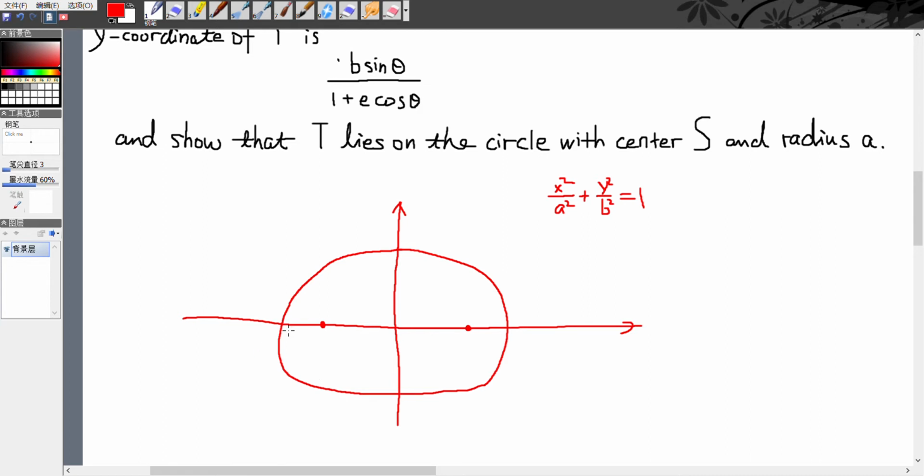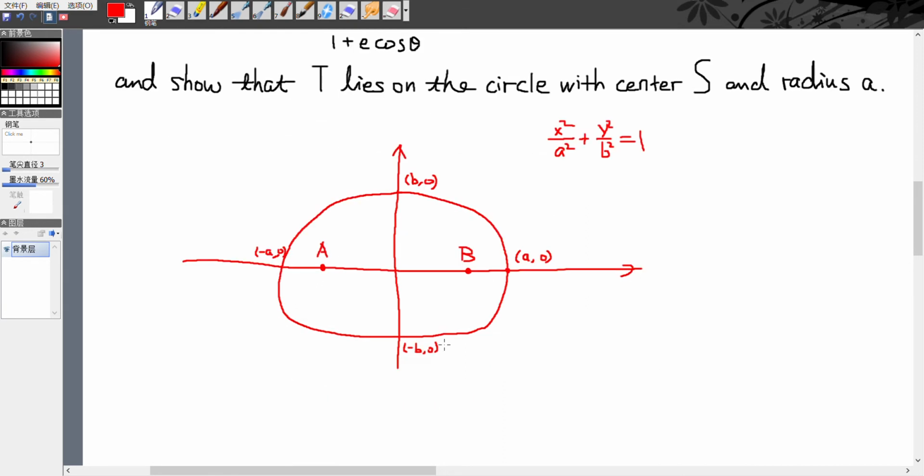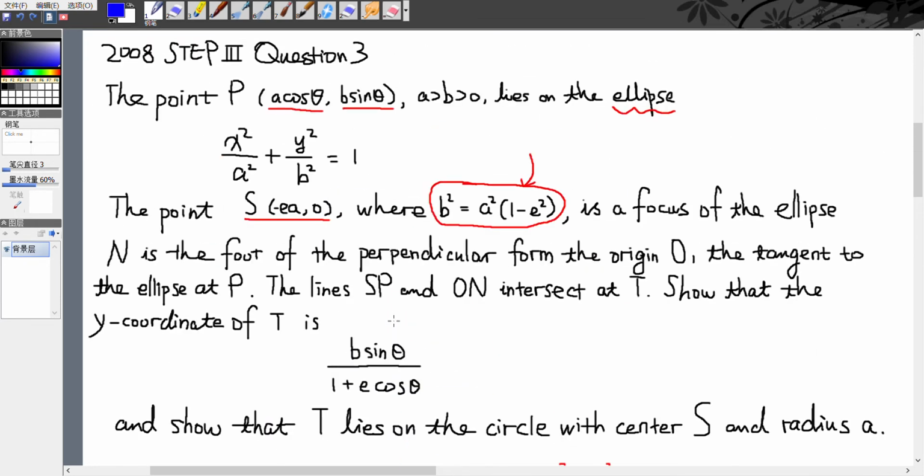So in this ellipse, the coordinate of this point is a, 0, this one is b, 0, this one is negative a, 0, and this one is negative b, 0. And I should remind you that the distance of this line plus the distance of this line is equal to 2a. So this is just the meaning of the word focus of an ellipse. So those are two focuses.